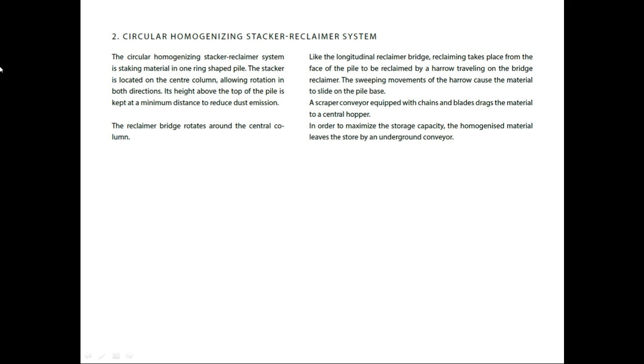Circular homogenizing stacker and reclaiming system. The circular homogenizing stacker reclaimer system stacks material in one ring-shaped pile. The stacker is located on the center column, allowing rotation in both directions. Its height above the top of the pile is kept at a minimum distance to reduce dust emission.